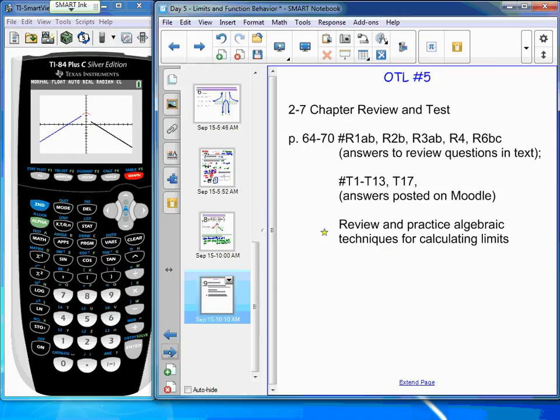Great. Then guess what, you guys? You're going to have the remainder of the time to work quietly with a classmate, or in a small group, on your review assignment. That is OTL number 5. It's included here on your printout.